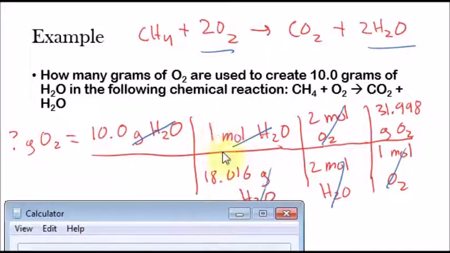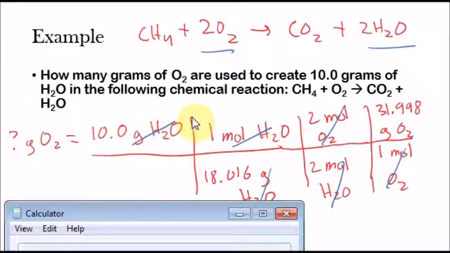Our answer needs to be rounded to 3 significant digits because this number is an exact number. This is also an exact number, because we know from the chemical reaction exactly 2 moles of O2 are going to be used up to create 2 moles of H2O, so we don't look at these numbers. And this number is also an exact number, 1 mole of O2. So we're only looking at 10.0, 18.016, and 31.998, because those are estimated numbers.